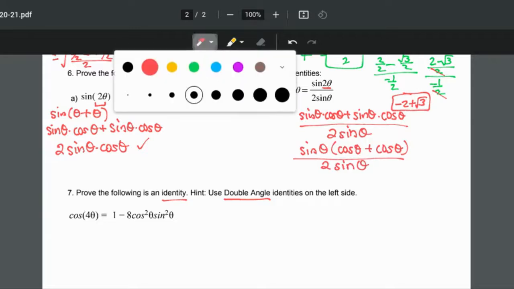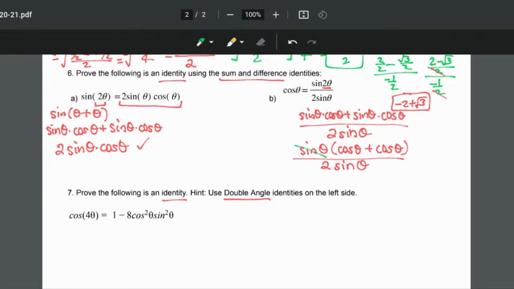And I'm going to cancel out my sines. That's my common factor. In the numerator, I get cosine theta plus cosine theta. That's 2 cosine theta all over 2. And then I can cancel out my 2's. And that gives me just cosine, which is what we wanted on the other side.